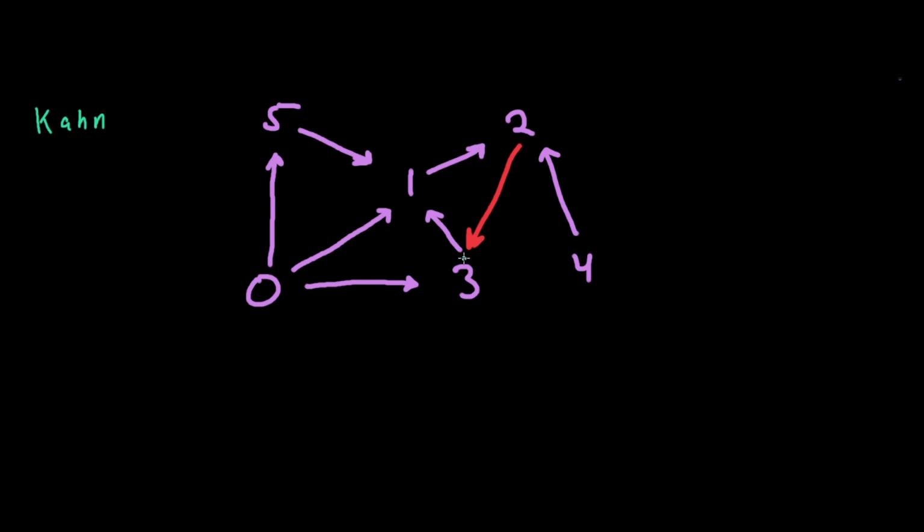So we can see here if we travel from 3 to 1, then 1 to 2, then 2 to 3, we're going to have a cycle here. So let's see what this looks like with our algorithm.